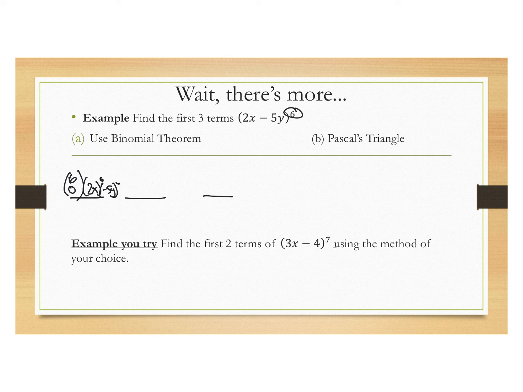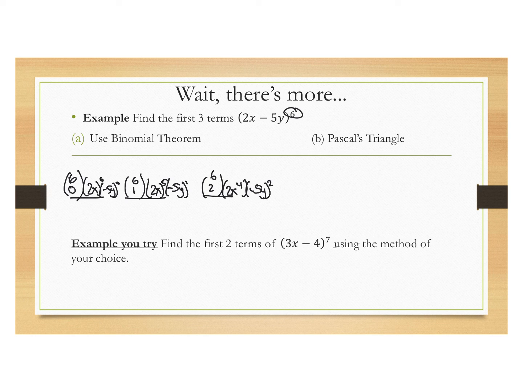And then our second term, we'll do 6 choose 1, 2x to the 5th times negative 5y to the 1st, our first, sorry. And then we'll have 6 choose 2, 2x to the 4th, negative 5y to the 2nd. And then we just use a calculator.